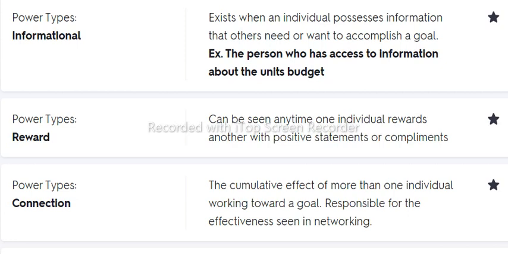Power types. Informational exists when an individual possesses information that others need or want to accomplish a goal. Example: the person who has access to information about the unit's budget.